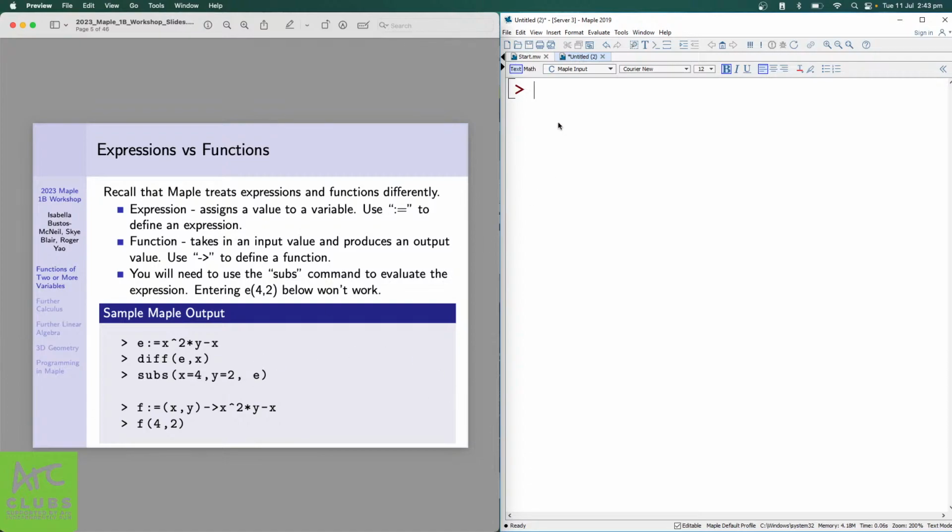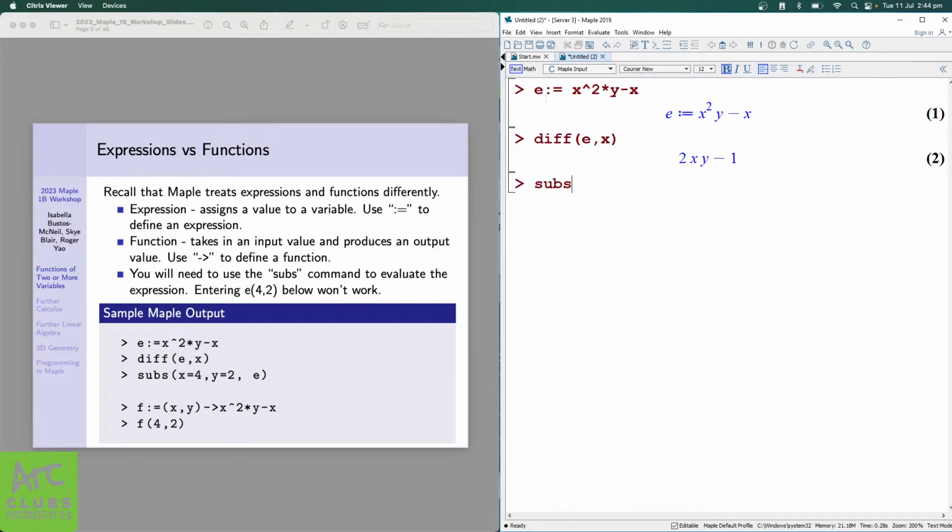So I'm going to put it into Maple and we can see how it goes. I'm defining E now as an expression. It's x squared y minus x. As you can see here, I've defined E as an expression, so I can differentiate it with respect to x. And if I want to substitute a value in, I need to do subs x equals 4, y equals 2, and that's subbing into E. And that gives us 28.